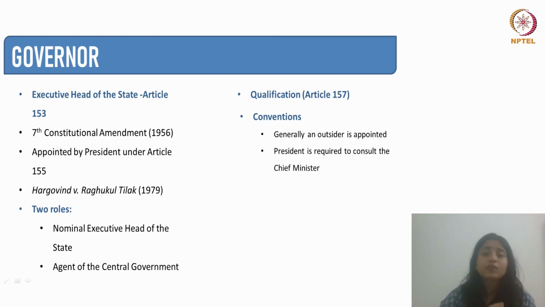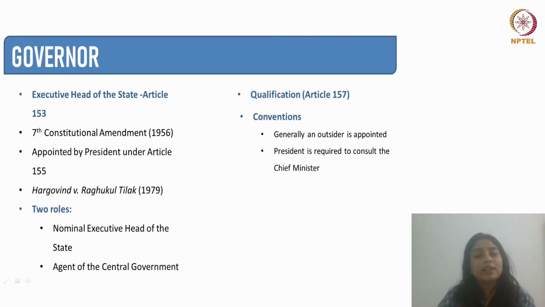In the draft constitution, they actually wanted the governor to be an elected official. However, there were certain reservations to the same. Why is there a post of governor? Because we need an impartial head in the state. If the governor is also an elected official, he'll have some sort of party affiliation, which automatically makes him not impartial.